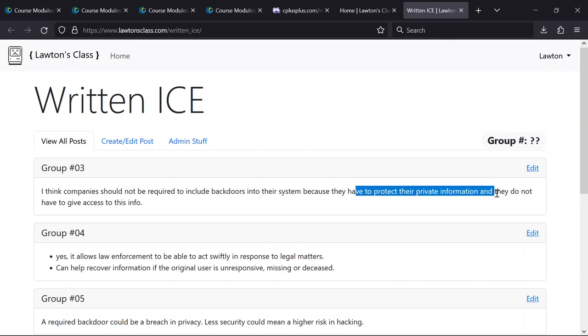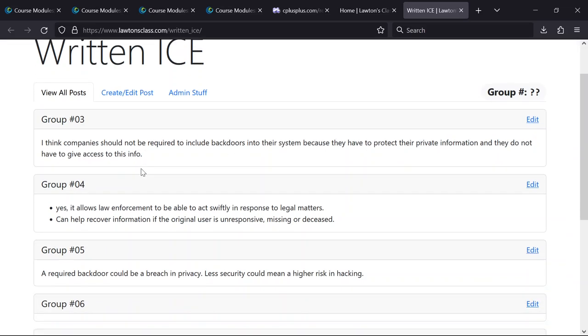They have to protect their private information. They do not have to give access to this info. So yeah, there's definitely a freedom from being looked at. Privacy. There's a privacy issue, definitely. Maybe even a freedom of speech issue. So I think that's what group three is getting at there. So that's nice. Let's see what else.